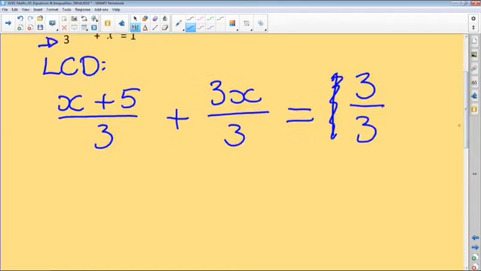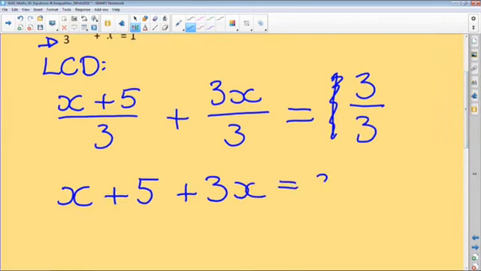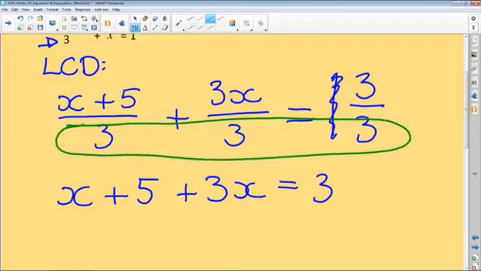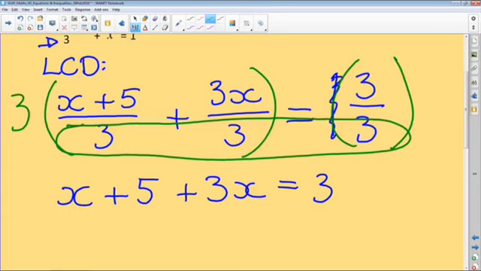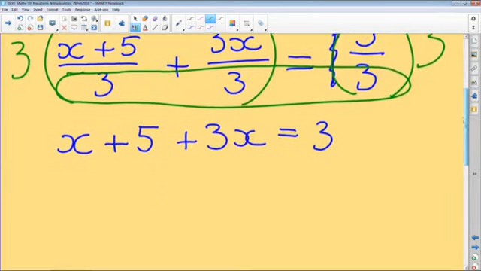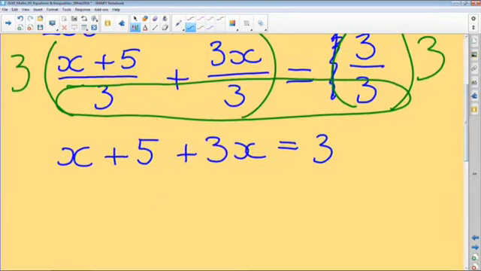So, in this dropping the denominator, it would change to x plus 5 plus 3x is equal to 3. And the reason we can do this is because we have the same denominator the whole way across the equation. What we've actually done is we've multiplied both sides of the equation by 3, and that has got rid of the denominator.